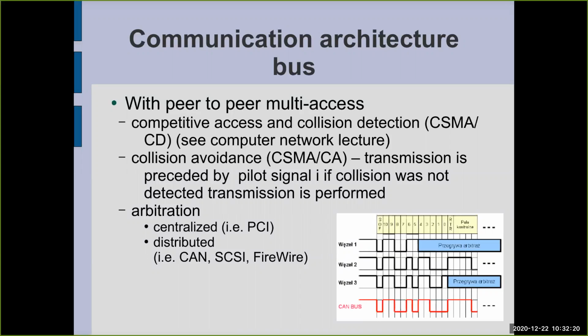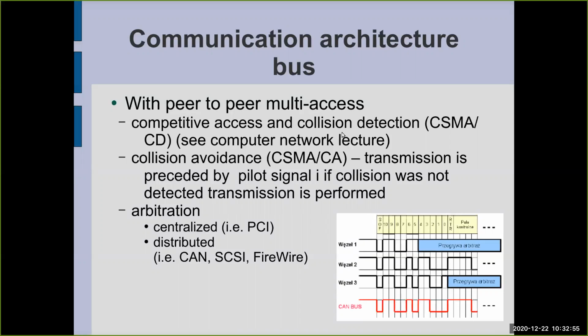So if we have critical circuits here and 3 or more nodes start sending some data at the same time, the most important nodes will win the competition. So here we have a lot of benefits in comparison to collision detection. I will tell you about it during the next lecture.